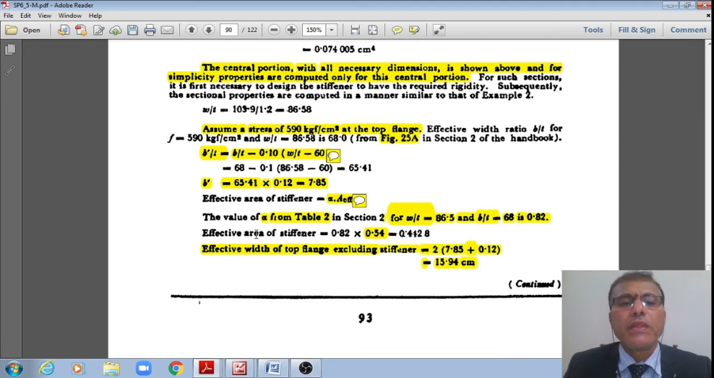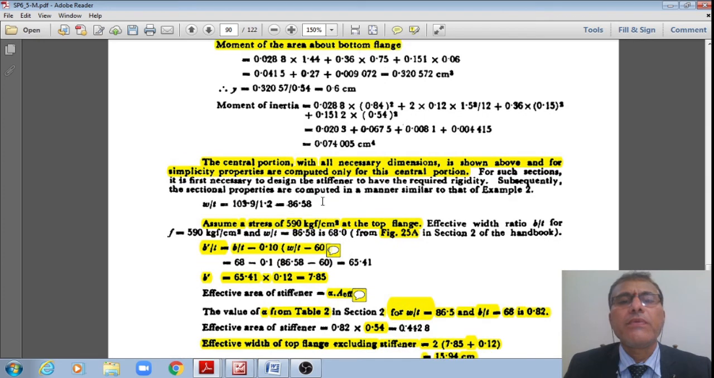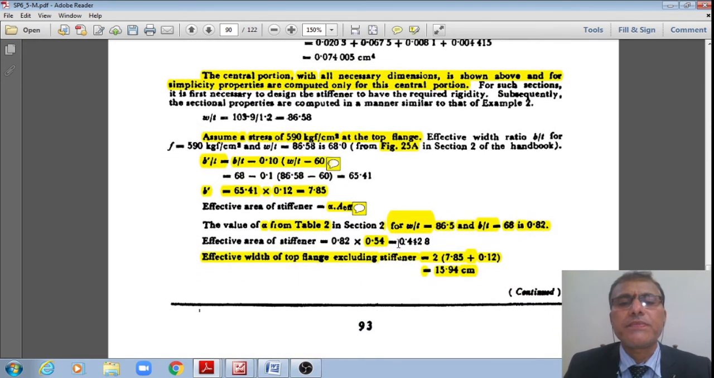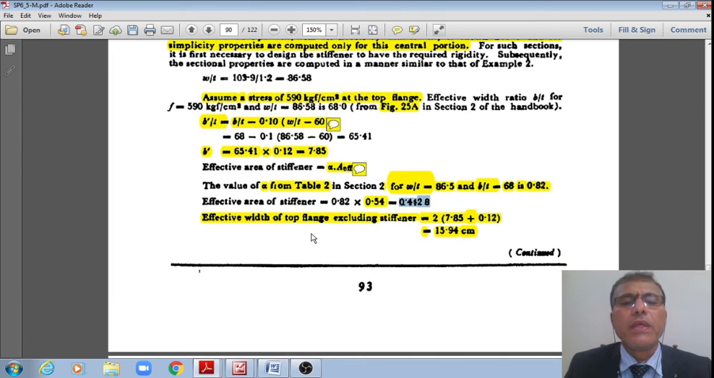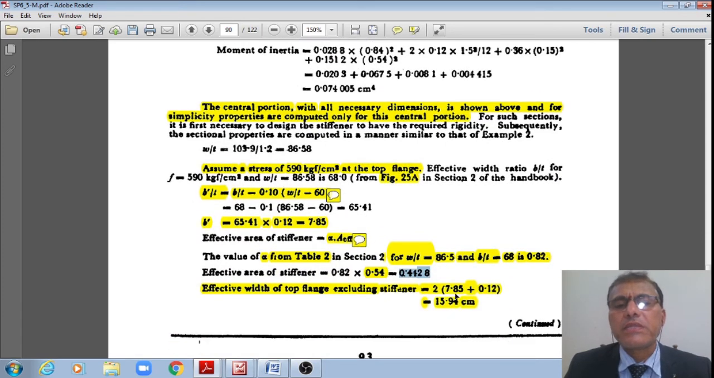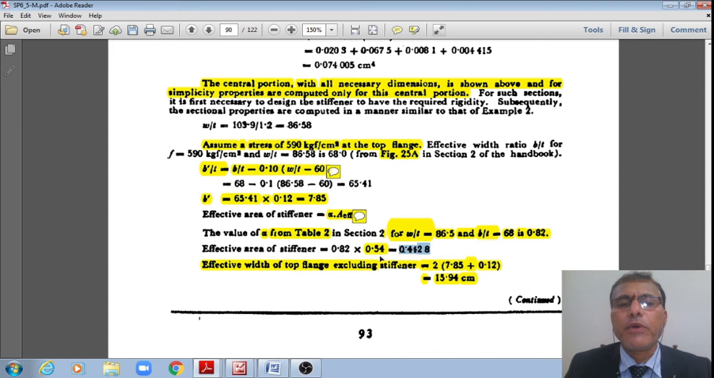Therefore, the effective area of this stiffener is 82% of the area we already got in the previous calculation as 0.54. I'm just recalling that area of the stiffener. Therefore, it now works out to 0.4428 centimeter square. The effective width of this top flange, excluding the stiffeners, is equal to 2 multiplied by 7.85. This B prime is equal to 7.85 plus 1 plus 0.12 on either side, therefore 15.94 is only effective.